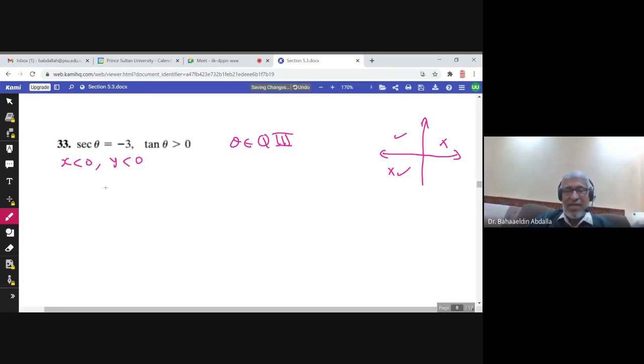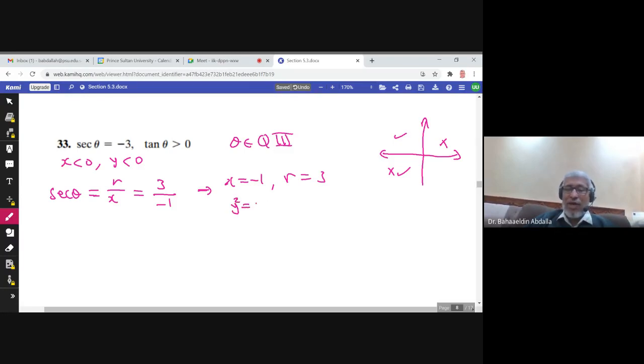He told me that secant theta, I know that secant theta is the reciprocal of cosine. So it is r over x, because cosine is x over r. Now, it should be negative 3 over 1 or 3 over negative 1, because negative 3 you can write as 3 over negative 1. But r is always positive, so I will take it 3, and the minus sign I will take with the denominator. So x would be negative 1, and this is what we need because x should be negative. So everything is fine. So x is negative 1, r is 3, and I need to find y.